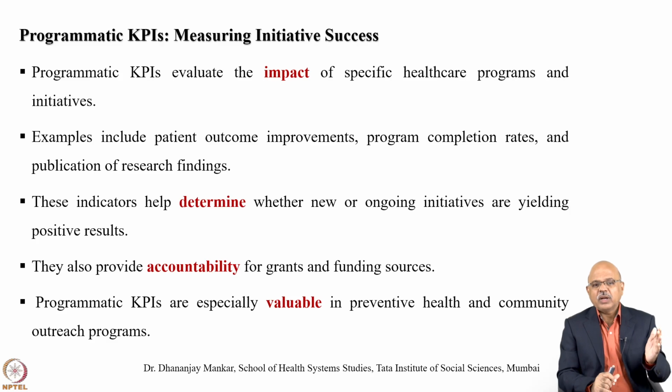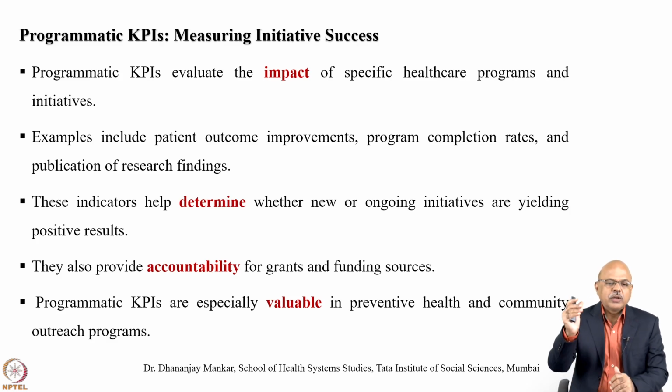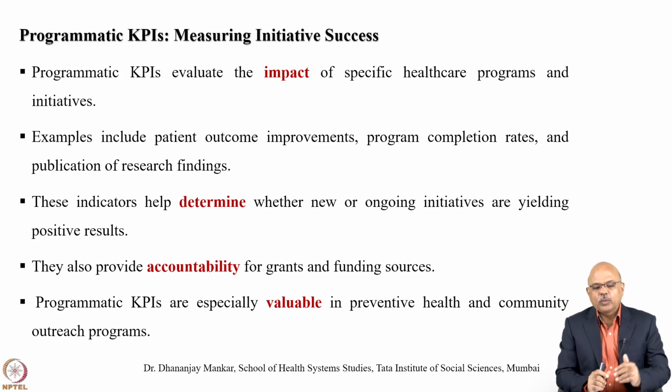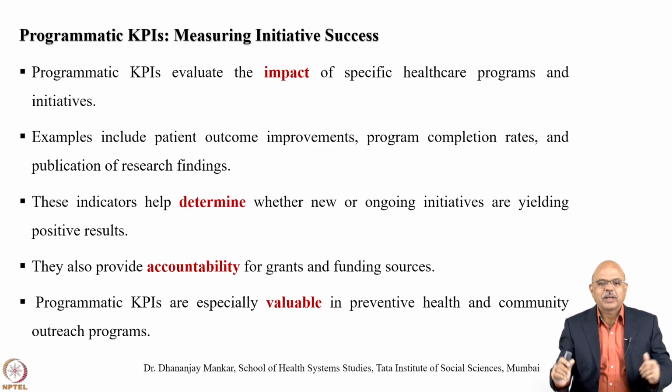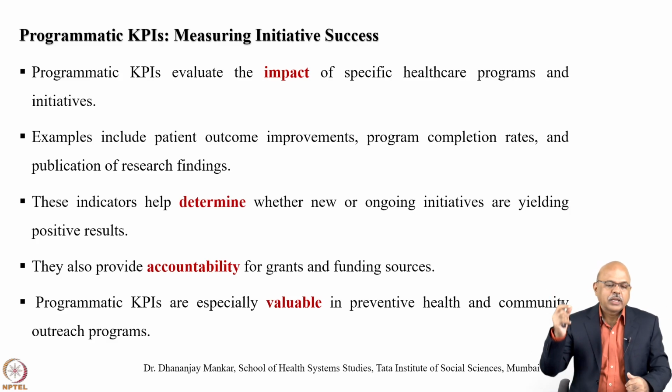Examples are patient outcome improvements, program completion rate, and publication of the research findings. These are a few of the examples that can be seen as programmatic KPIs. These indicators help to determine whether new or ongoing initiatives are yielding positive results, whether they need to be improved, or whether they need to be curtailed. So they also provide accountability for grants and funding sources, and give strong support to the organizations.